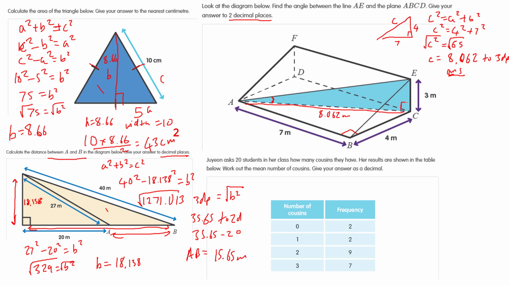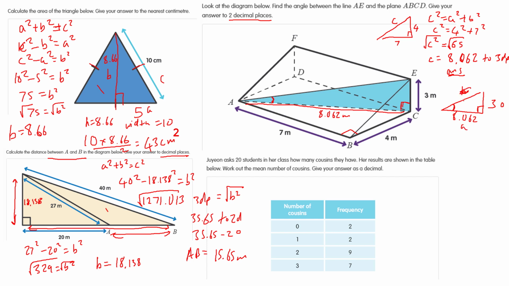So we want this angle here, so hopefully you can visualize this triangle in blue now. The right angle's there, so all we're doing now is using a bit of trigonometry now. So Pythagoras first and trigonometry later. With this length 8.062 and this length 3, they want you to find this angle here because the plane ABCD is on the base here. So let's label. We've got hypotenuse, adjacent here, and opposite. Let's cross out the hypotenuse so we don't get confused.